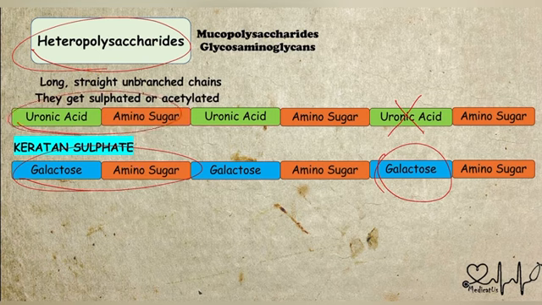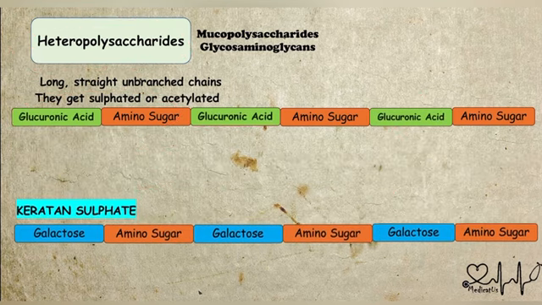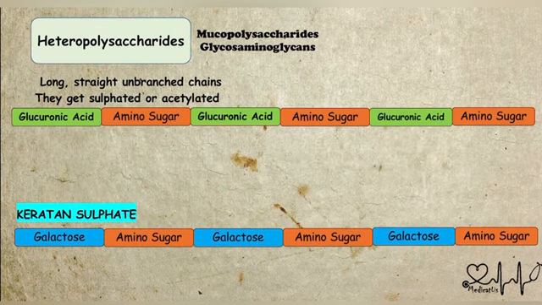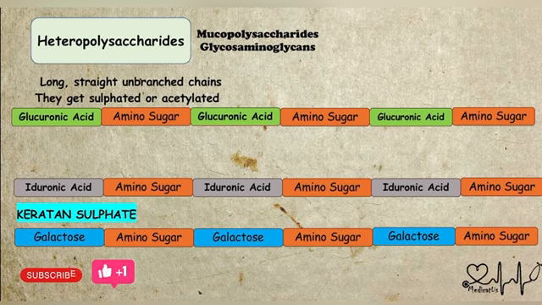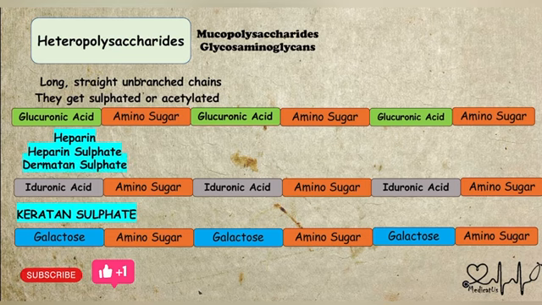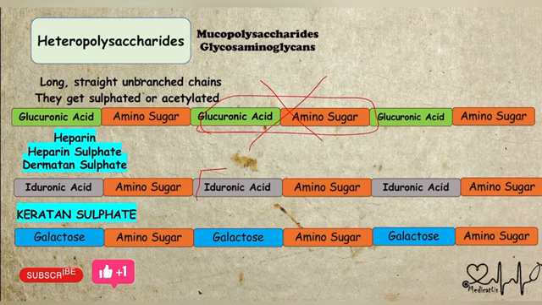Now let's get specific. Which uronic acid? Glucuronic acid is the most common uronic acid. But there is an exception here also. That is iduronic acid. And that exception is heparan sulfate and dermatan sulfate. They don't have the glucuronic acid and amino sugar combination. Instead, they have an iduronic acid and amino sugar combination.